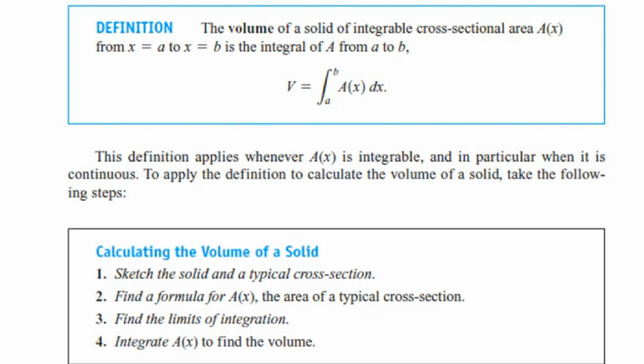To apply the definition to calculate the volume of a solid, take the following steps. These are the steps in calculating the volume of a solid. Number one, sketch the solid and a typical cross section. Number two, find a formula for A of x, which is the area of a typical cross section. The third step, find the limits of integration. And the last step is to integrate A of x to find the volume.